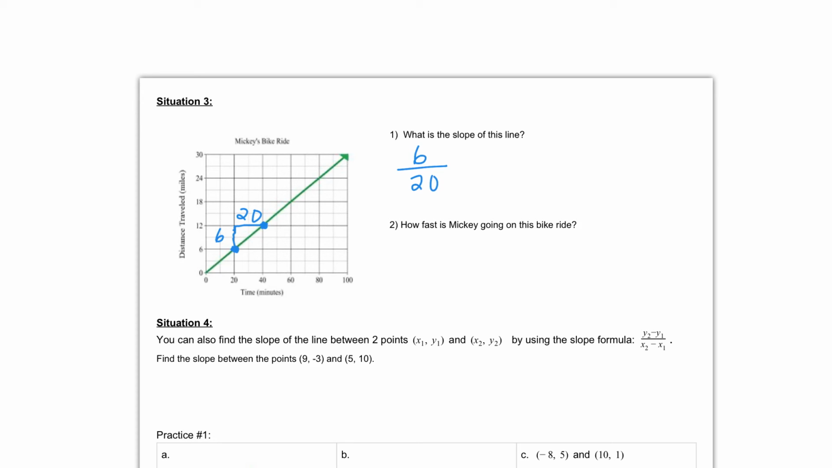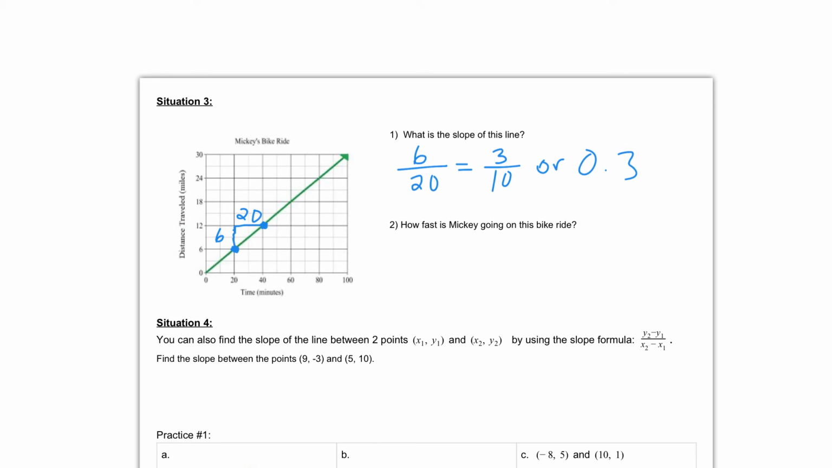So we are going 6 over 20. If we simplify that fraction, we can divide both by 2, and we can look at that as 3 over 10. Or because we're talking about distance, we can use a decimal, which is 0.3.